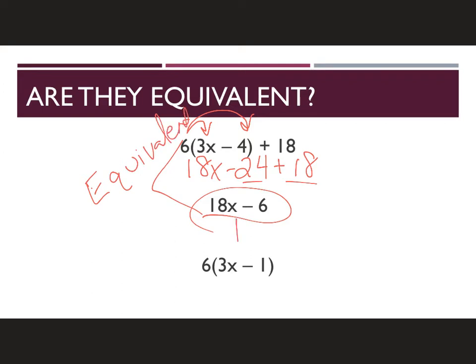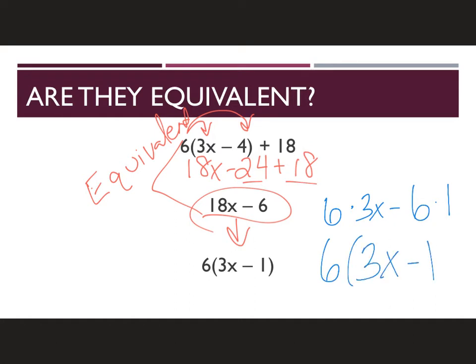What about this bottom one? Well, remember what I said about the distributive property working more than one way. Here at the top, I used the distributive property to distribute the 6 to what's inside. The distributive property also works to pull out common factors. So 18x and 6 have a common factor of 6. So if I pull out this 6 times 3x minus 6 times 1, I have 6 times 3x minus 1, which is how I know that that is equivalent.